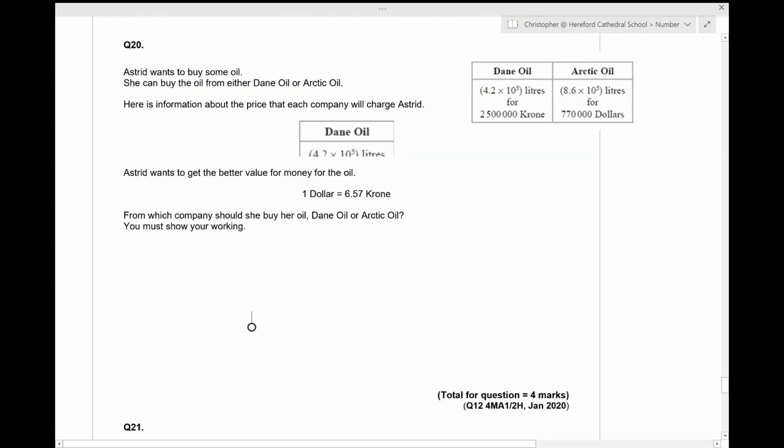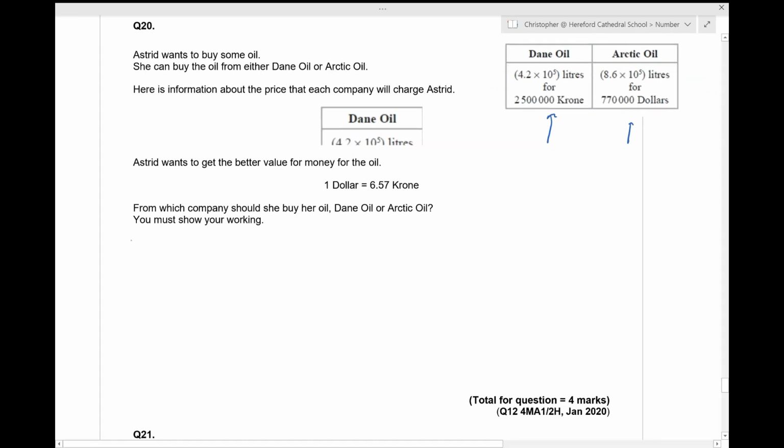Question 20. We're either buying our oil from Dane Oil or from Arctic Oil. From which company should we buy the oil? Well, let's start by working out the price per litre for Dane Oil and then for Arctic Oil. For Dane Oil, the price per litre will be the amount that she spends divided by the number of litres she gets. So that means that Dane Oil's price per litre is 5.95 krona for each litre.